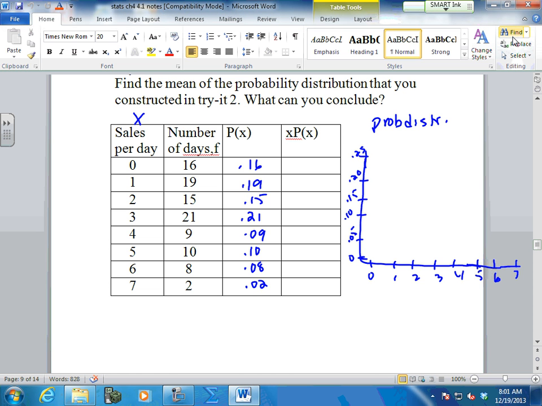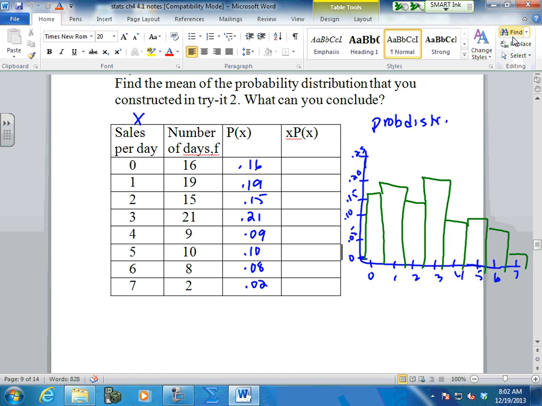Now, to do this, this is the same as your relative frequency graph. For 0, we're at 0.16. For 1, we're at 0.19. For 2, we're at 0.15. And for 3, 0.21. For 4, we're at 0.09. For 5, 0.10. 0.08, and 0.02. And we would label.